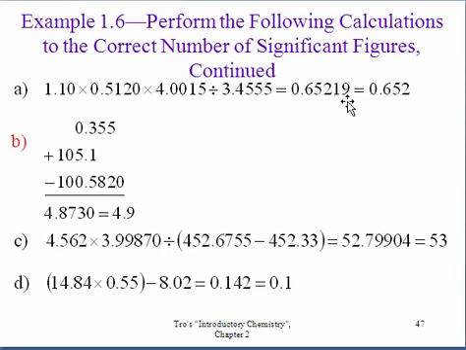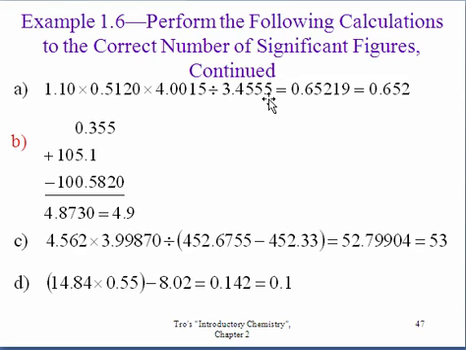The rule for multiplication and division is we count the number of sig figs, and our answer has the same number as the value with the least number. This value here has 3 sig figs. This value has 4 sig figs. This value has 5 sig figs.